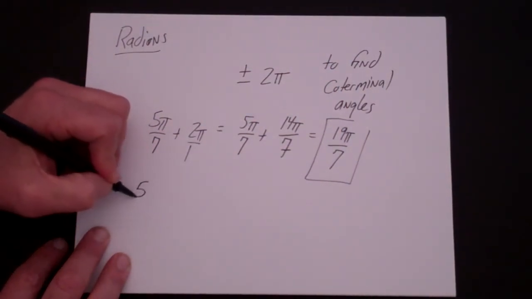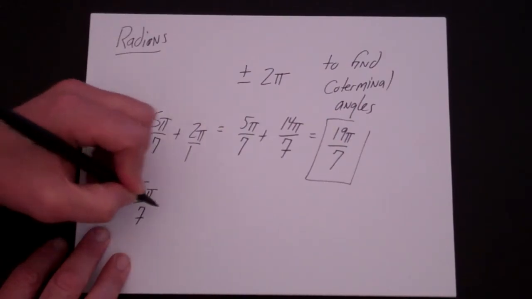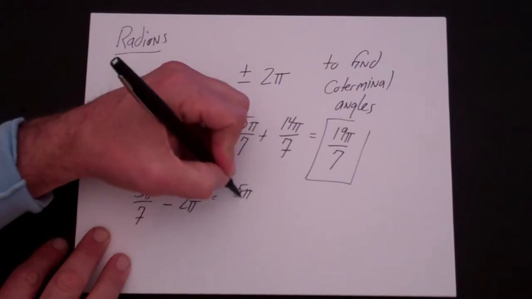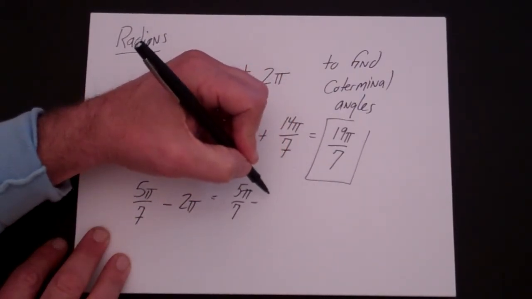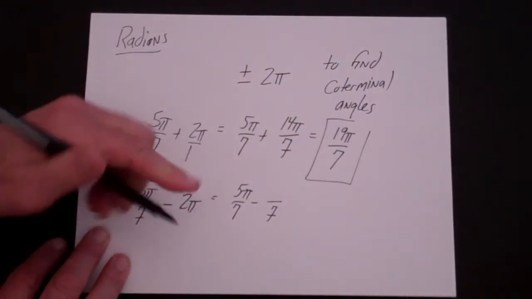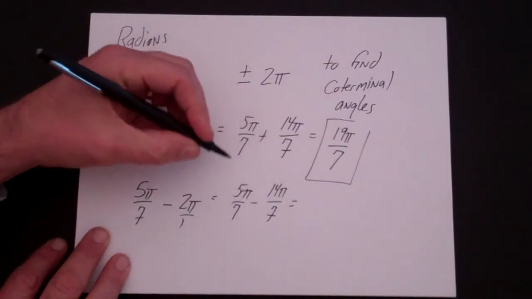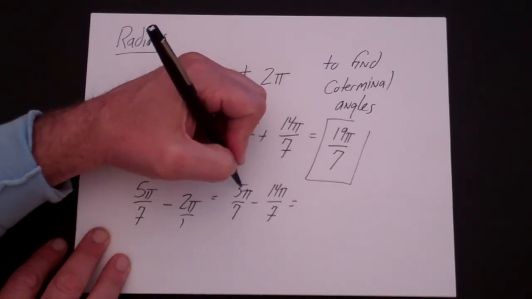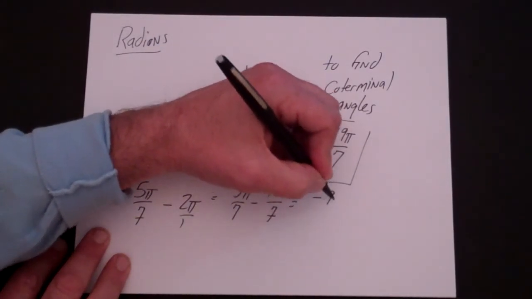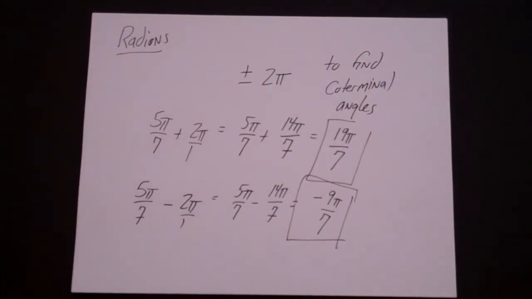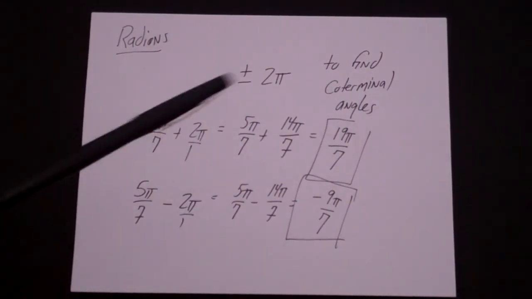To find another coterminal angle, you go 5 pi over 7 minus 2 pi. That's 5 pi over 7 minus, with the common denominator of 7, 14 pi again. And that's going to be 5 minus 14, which is minus 9 pi over 7. And those are your two coterminal angles. And that's how you find coterminal angles. We're done.